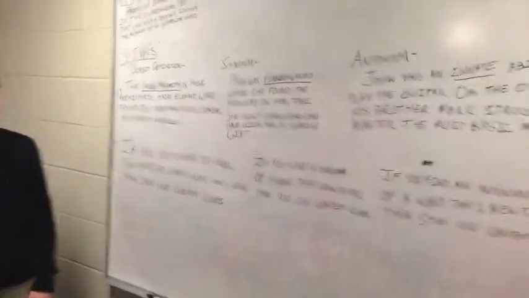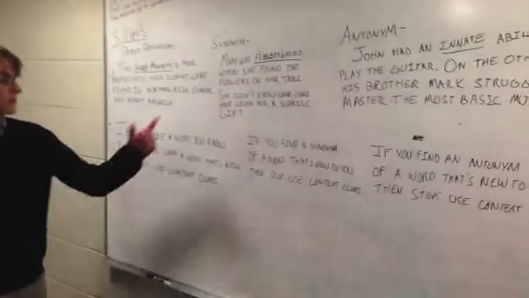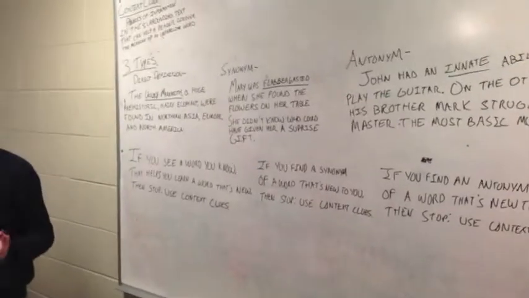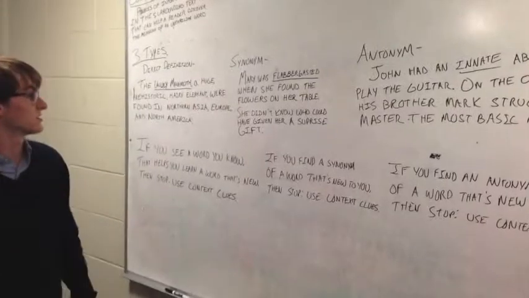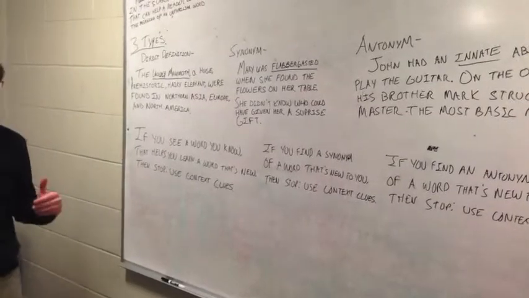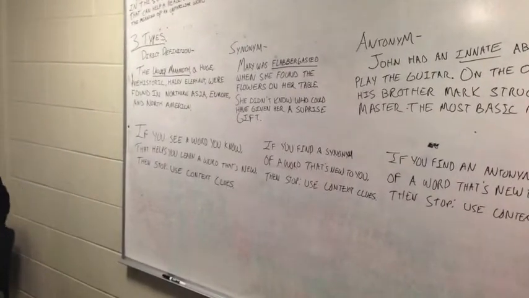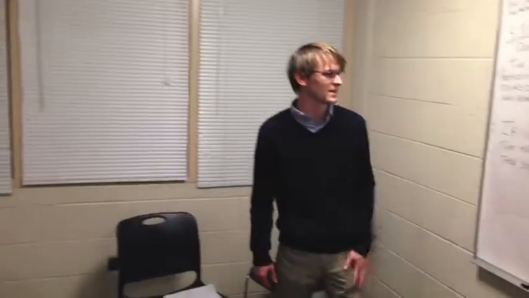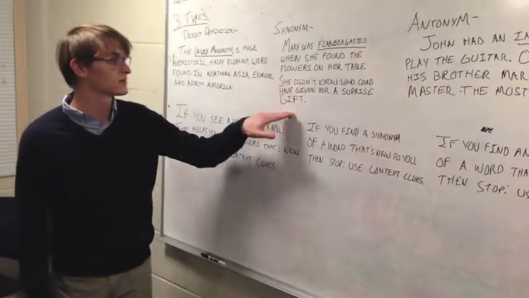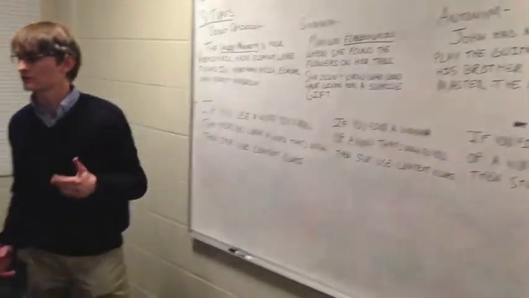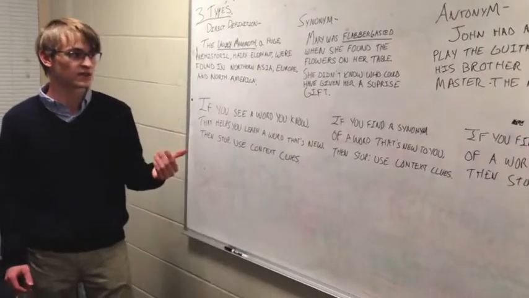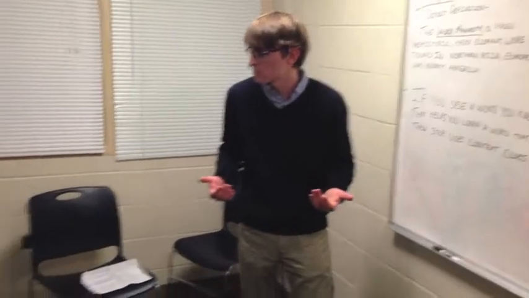The second kind of context clue is a synonym context clue. That's where you find a word that is similar to or means exactly what the word you're trying to figure out means. In this sentence, it says, Mary was flabbergasted when she found the flowers on her table. She didn't know who could have given her a surprise gift. Now, if you've never seen flabbergasted in your life before, you may think, what kind of word is that? I have no idea what that is. But if you keep reading, it says, she didn't know who could have given her a surprise gift. And if she's flabbergasted after getting a surprise gift, you can infer that flabbergasted means she's nicely surprised.